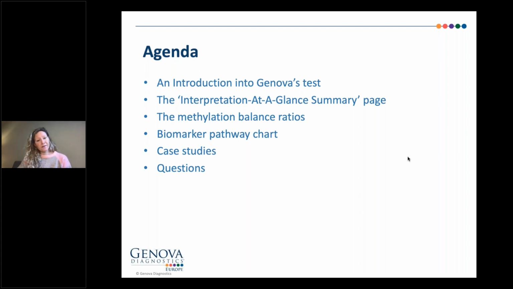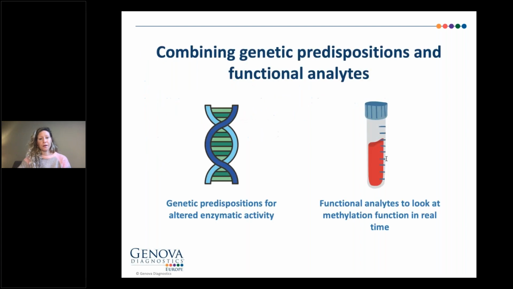So before I dive into the various parts of the test, let's just start with a short intro into the test itself and an overview. One of the key distinctions of Genova's methylation panel is that it combines both phenotypic and genotypic information in one profile. What this means is that by measuring the functional analytes involved in the methylation cycle, as well as the genetic predispositions for altered enzymatic activity, this profile can help clinicians design more targeted treatment strategies to optimize patient outcomes.